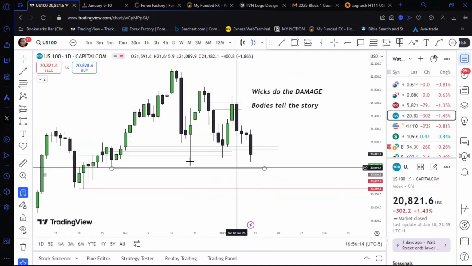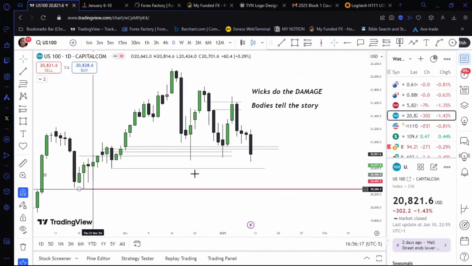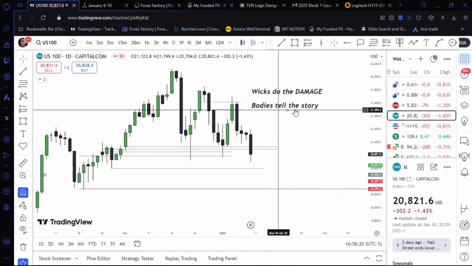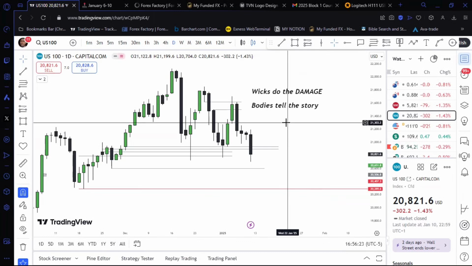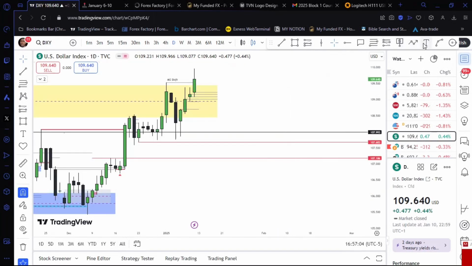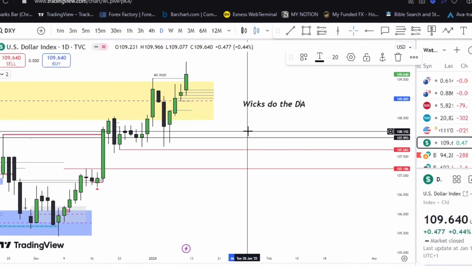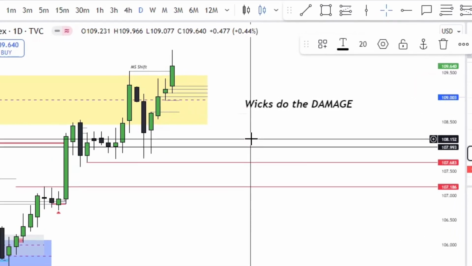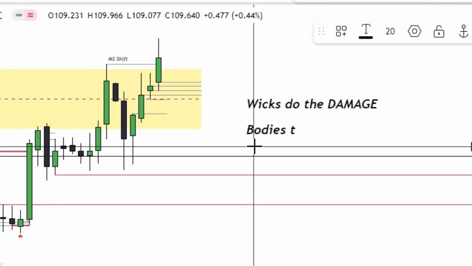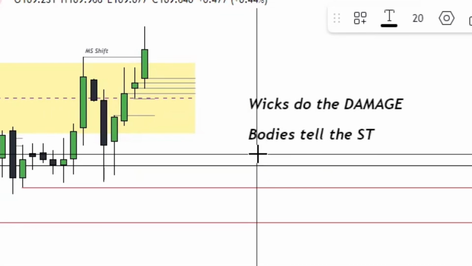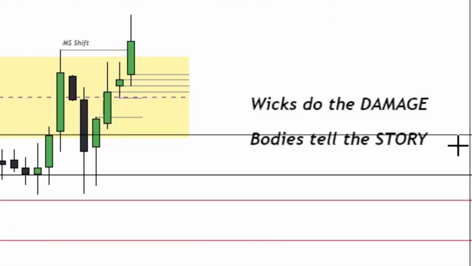So back to NASDAQ. Yeah, true. Prices on NASDAQ are below this low, and wicks do the damage. The bodies tell the story. Please, if you didn't pick anything from this call or this class, and for the guys watching on YouTube, if you didn't pick anything, pick this: wicks do the damage, bodies tell the story. Thank you very much.